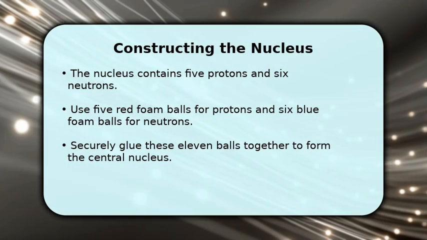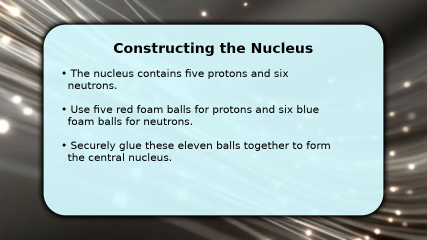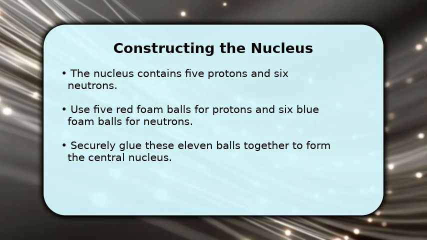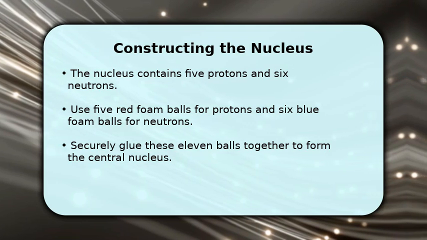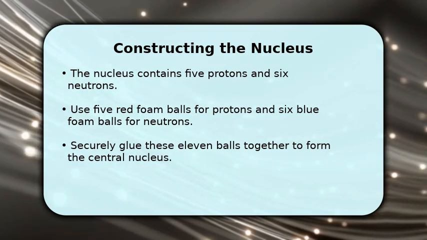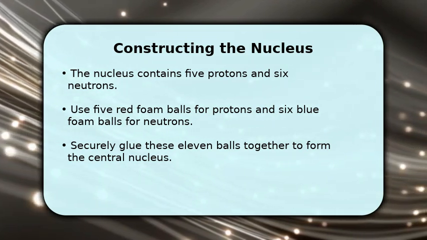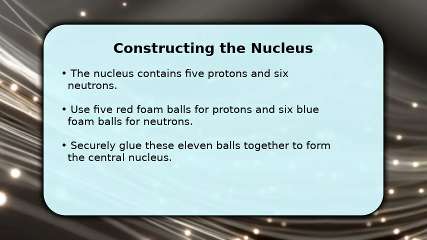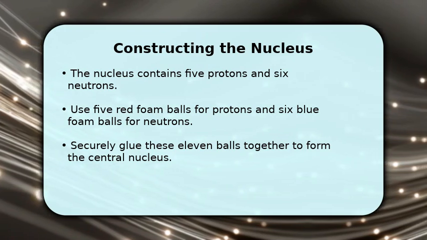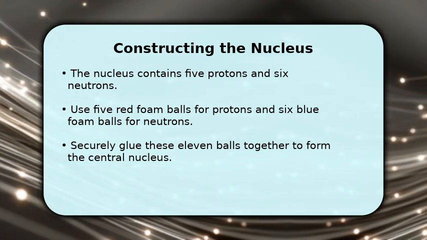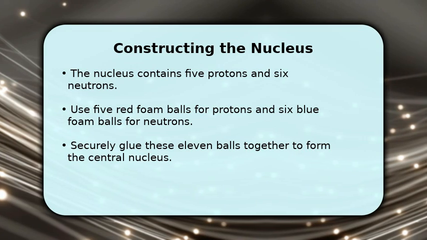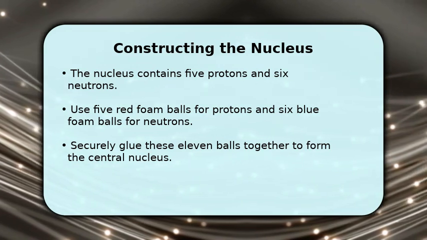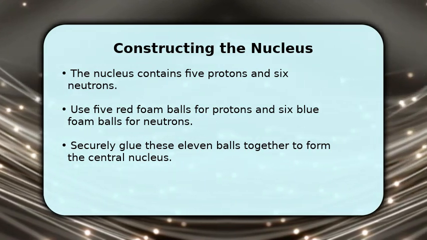Now let's construct the heart of our boron atom, the nucleus. This central part contains 5 protons and 6 neutrons. Choose one color, perhaps red, for your 5 protons, and another, like blue, for your 6 neutrons. Carefully glue these 11 small foam balls together into a compact cluster. This dense nucleus forms the core, around which the electrons will orbit, giving your model its fundamental atomic identity.